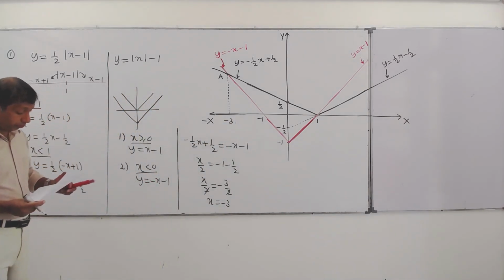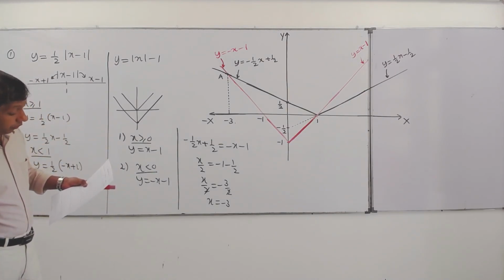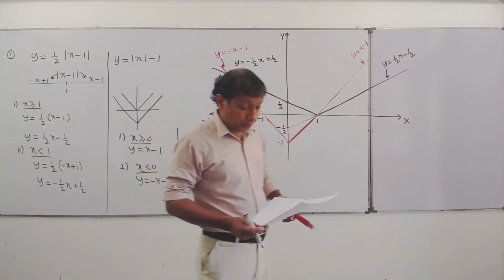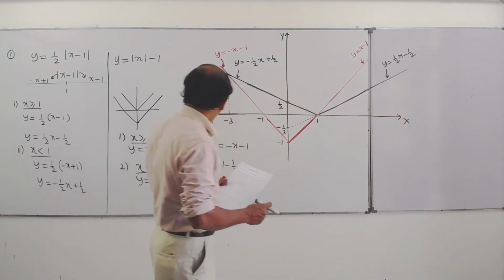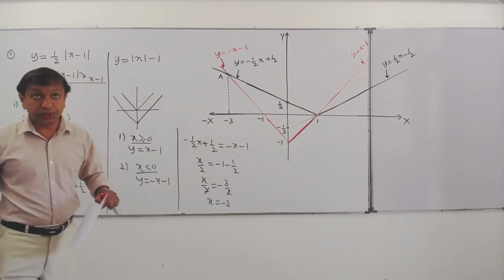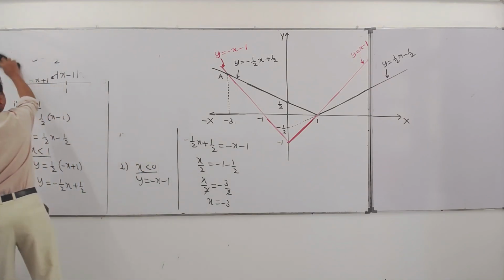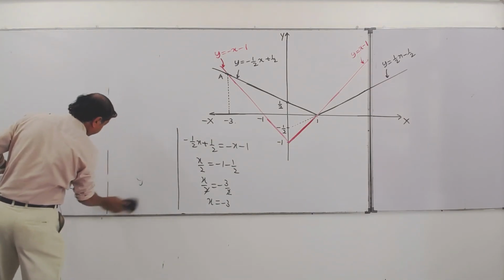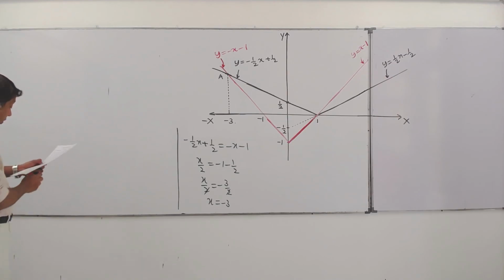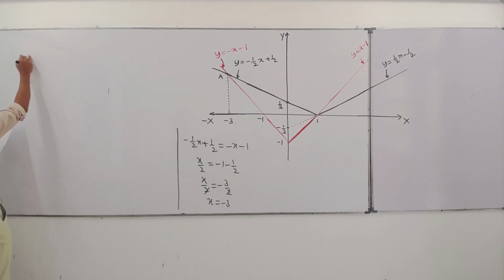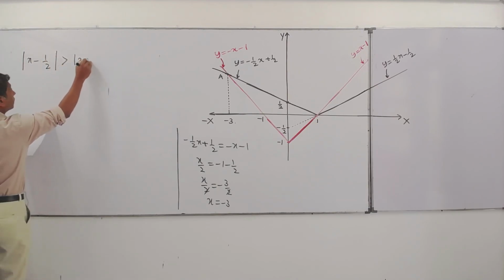Right, we do that. Now, hence or otherwise, find all real values of x which satisfy the inequality. Now we can come to the next part like this. The given inequality is half mod x minus 1 greater than mod 2x minus 1.